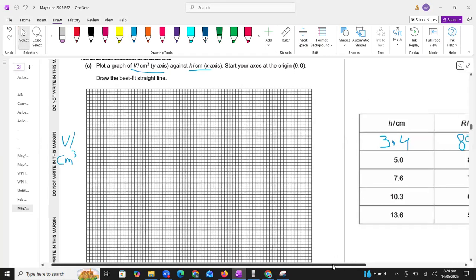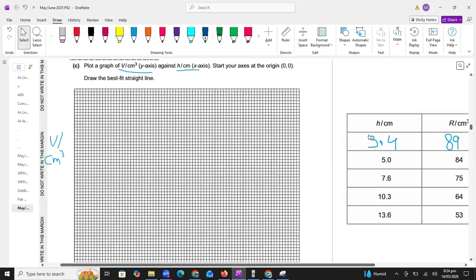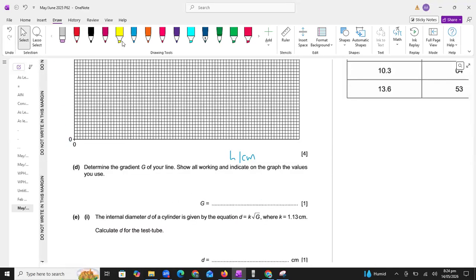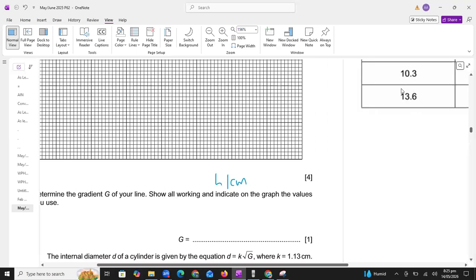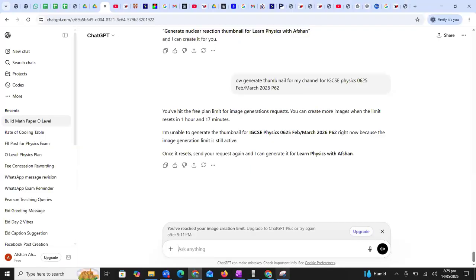All right, so now you can see volume versus height. Height is given from 3.4 to 13.6. So now we have to set the scale first. Let me zoom this picture so we can see the big boxes. You can see this is one big box. And we have to extend the reading till 13.6, meaning 14.